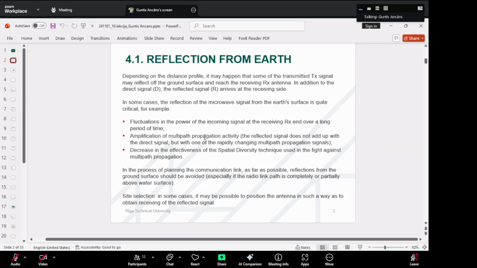So in the process of planning the communication link, as far as possible, reflections from the ground surface should be avoided. Water surface is a classical example. In some cases, it may be possible to position the antenna in such a way as to avoid receiving the reflected signal.